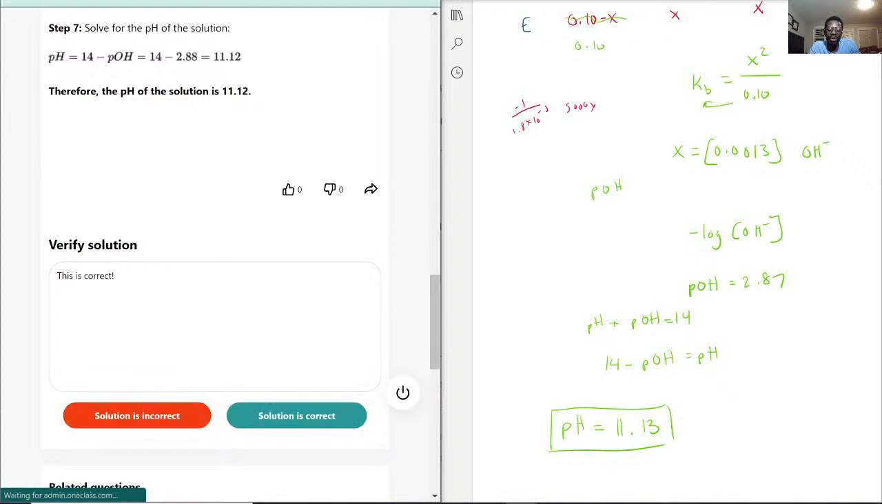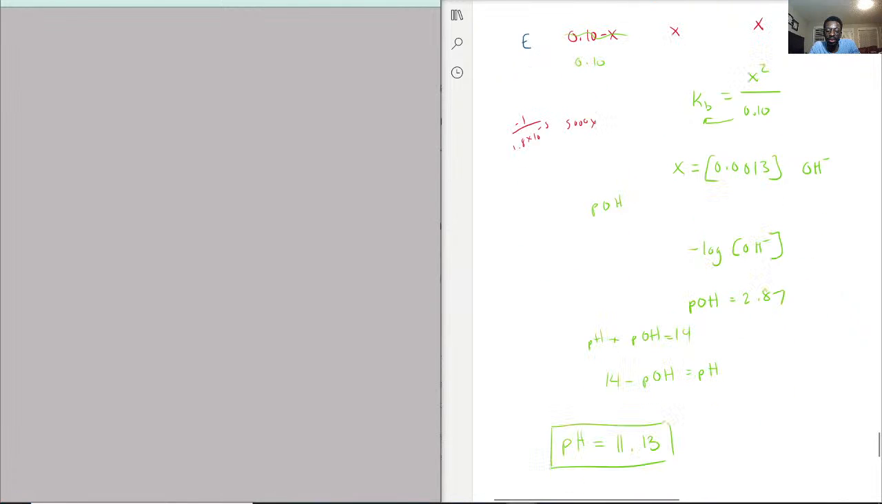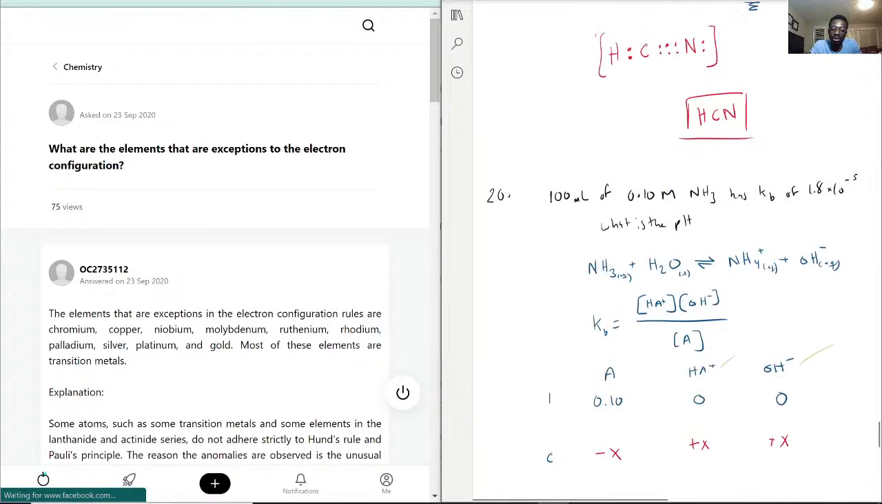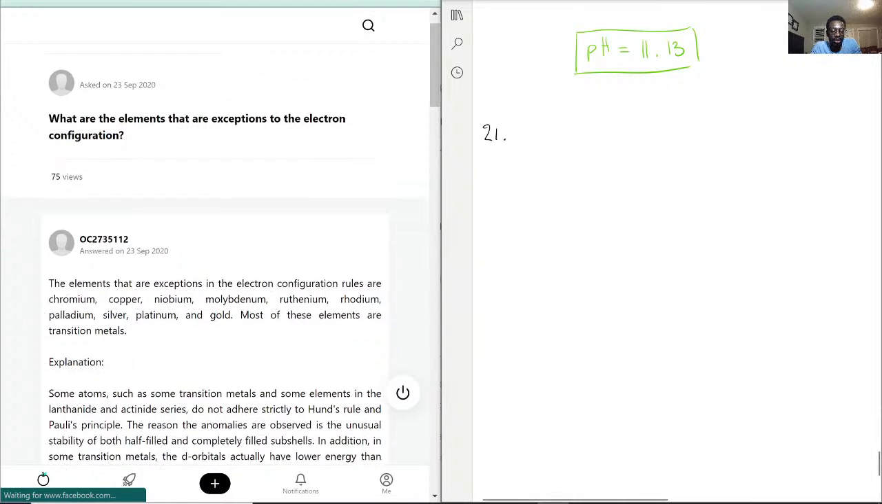It just takes a little bit longer, which is why we have that simplifying rule if the difference is 1,000 or more between the concentration and your K value. So now this is question 21. Okay, what elements are exceptions to electron configuration?